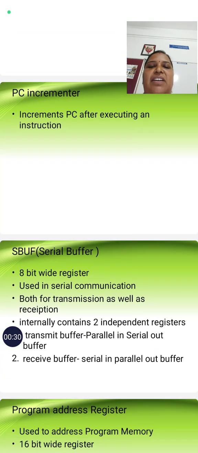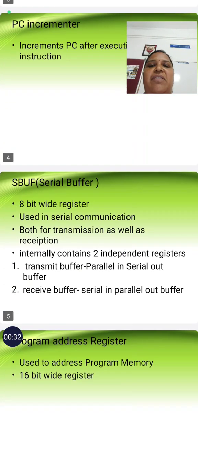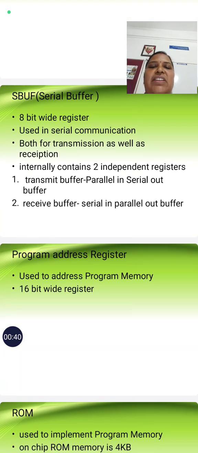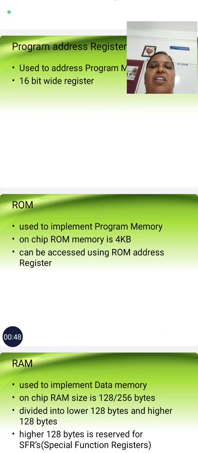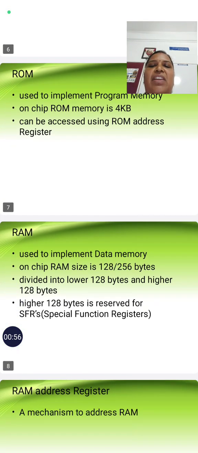Then the SBUF register is an 8-bit wide register used in serial communication, both for transmission as well as reception. Program address registers are 16-bit wide registers. They are used to address the program memory. ROM is 4K on-chip ROM memory, which can be addressed by the ROM address registers.